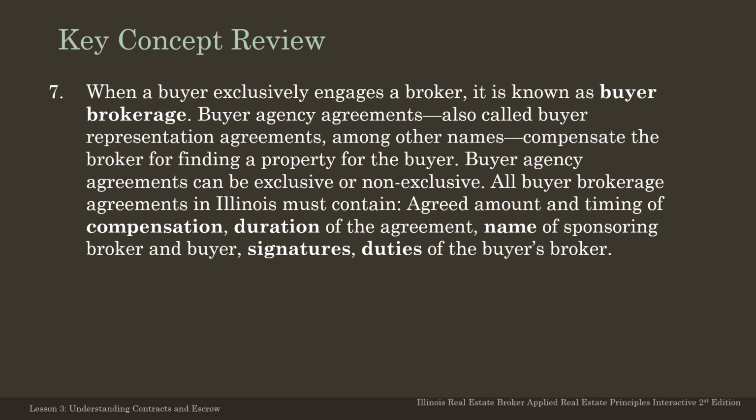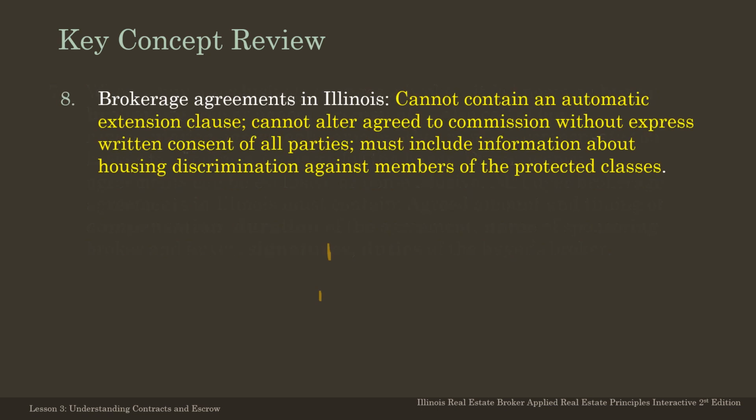So that's any compensation, how long the agreement's going to be, the name of the sponsoring broker, and certainly the names of the buyers that are employing that brokerage company. Very similar to a listing agreement, those terms have to be stated in a buyer brokerage agreement as well. You cannot have an automatic extension clause either in listing agreements or buyer brokerage agreements. They all have to end at a certain time. They can be renewed, but that's a separate process.